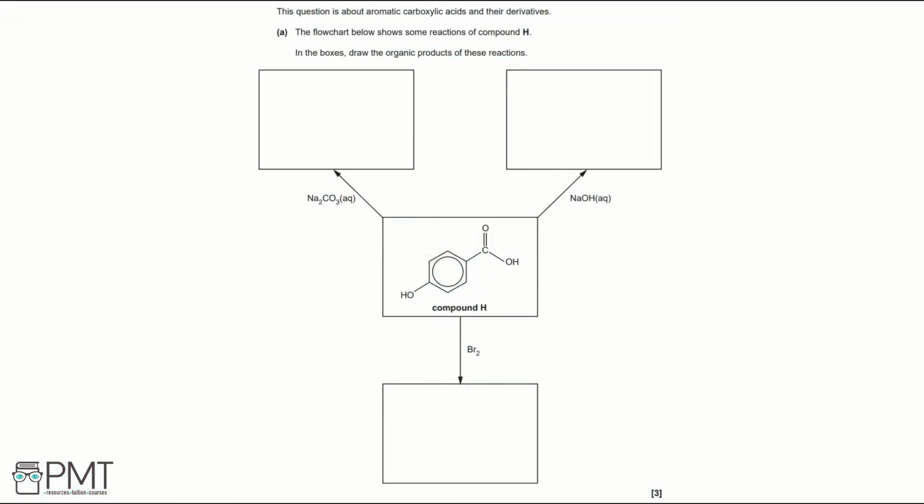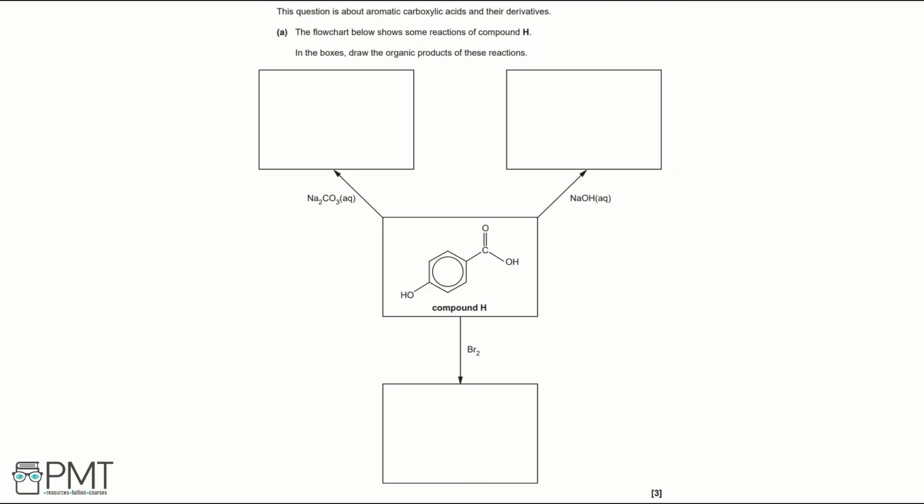This question is about aromatic carboxylic acids and their derivatives. Part A. The flowchart below shows some reactions of compound H. In the boxes, draw the organic products of these reactions. So let's start with the top left product.